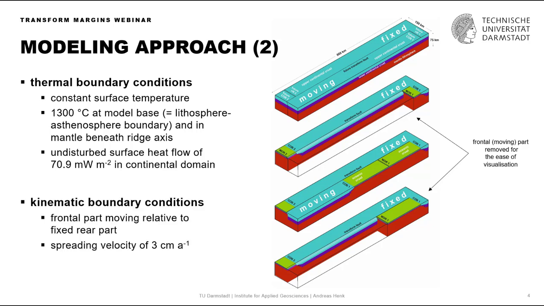The kinematic boundary conditions describe the advective heat transport component caused by the movement of both the ridge and the newly formed oceanic crust relative to the fixed rear part of the model. It considers that one half of the newly formed oceanic crust becomes part of the fixed model domain, whereas the other half is displaced with the moving plate in the front. In the present study, a spreading velocity of 3 centimeters per year is assumed, which is typical for the Central Atlantic, but rather slow in comparison to other ridges worldwide.